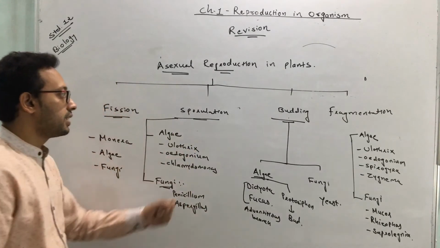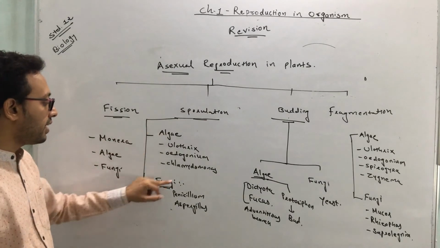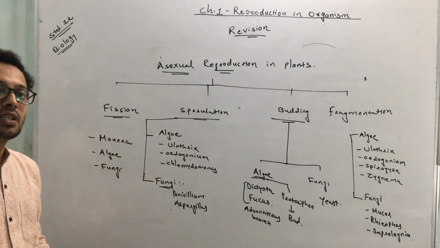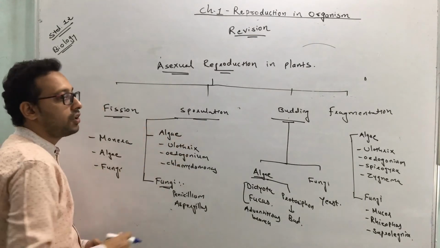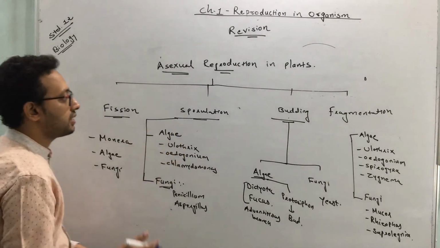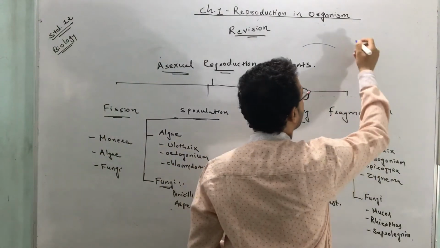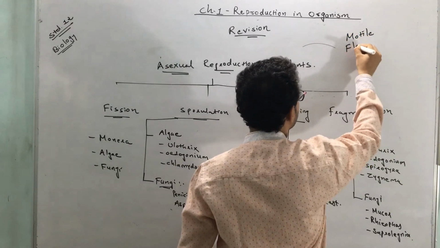In both cases, it is a sporulation method, so there is formation of a spore. These algae and fungi reproduce by formation of spores. But the algae produce spores whose characteristic is such that they are motile, meaning moving, and they are flagellated.